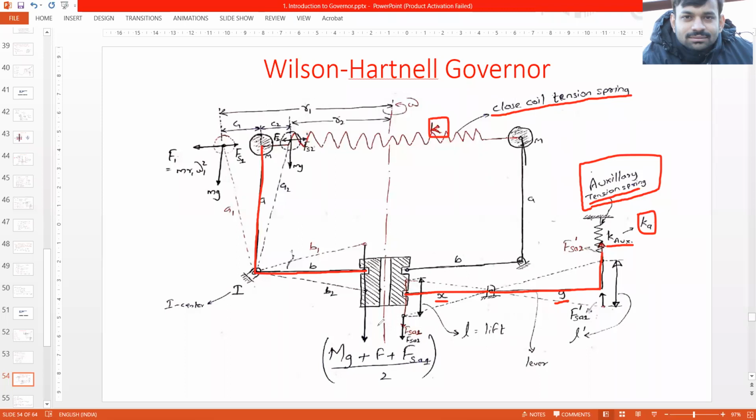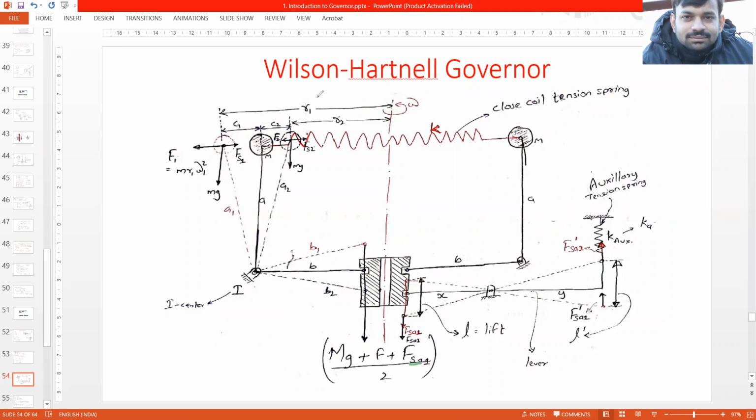We can calculate lift from over here. We'll come to it. The force which would be coming on the sleeve would be mg and f. These are already there. We'll have this spring force also. This spring force is coming due to the auxiliary spring, and we'll call it FSA1. Why FSA? Because we are talking about the auxiliary spring. So SA represents auxiliary spring.